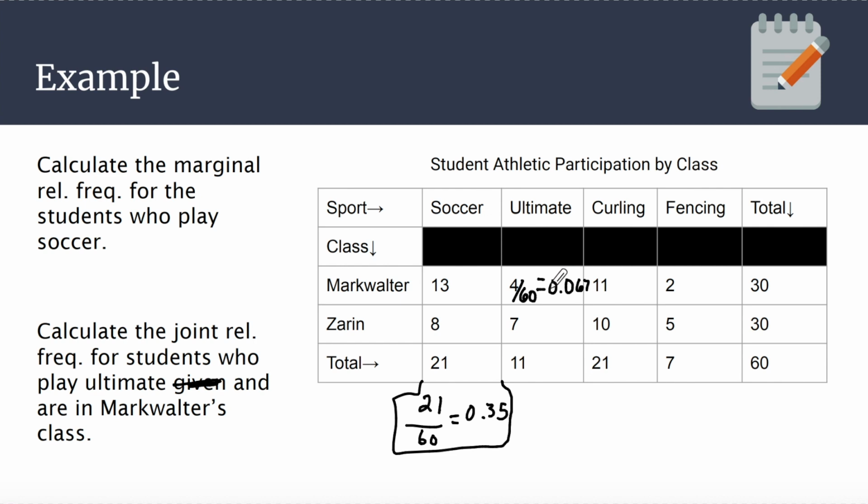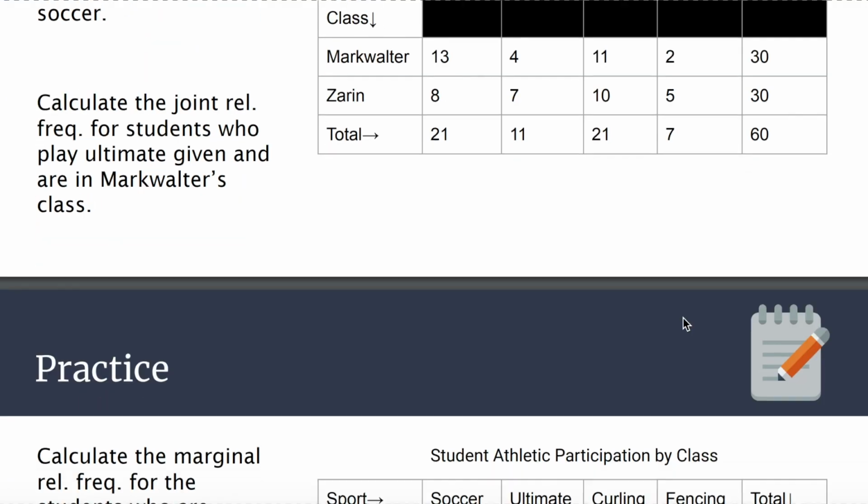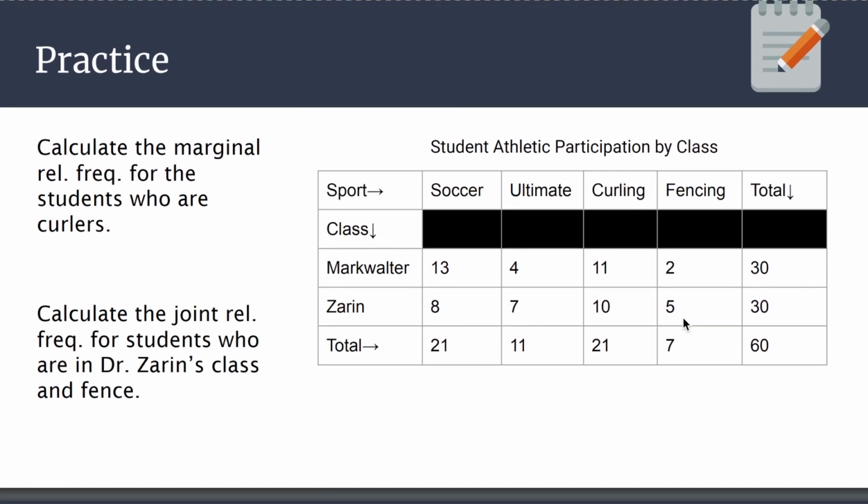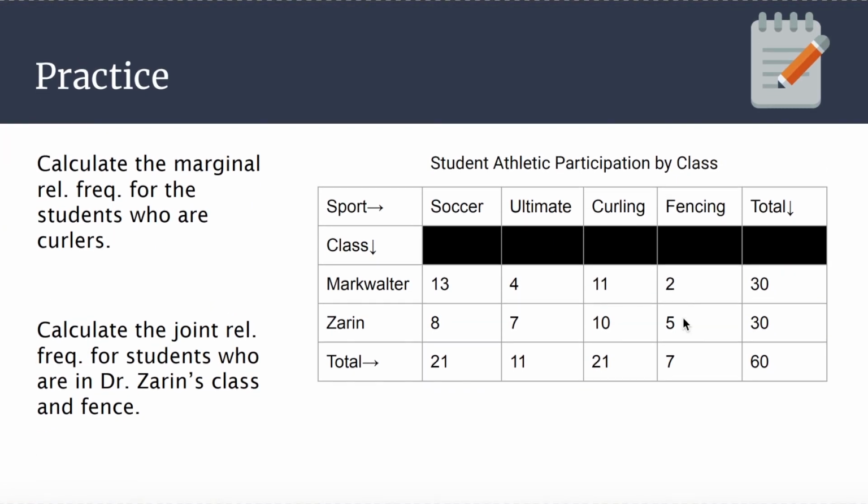All right. What I'd like you to do now is, using that same table, practice this. Two questions. One, calculate the marginal relative frequency for students who are curlers from the table, and calculate the joint relative frequency for students who are in Dr. Zarin's class and fence. All right? Go ahead and do that and answer the two questions that pop up.